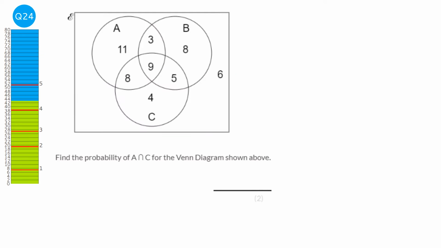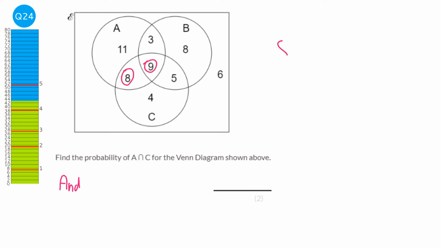So the symbol here basically means and. The way I remember it is if you draw that symbol and just put a line through it, you can make the word and. So we're looking at the probability of getting something that is in A and C. So the only ones that are in A and C are this 8 and this 9 here.